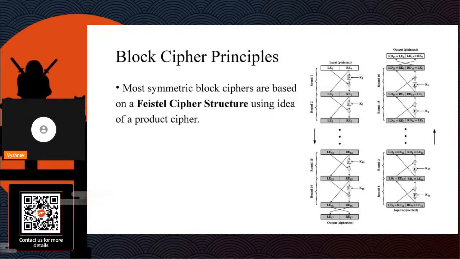So basically, the input is divided into a left half and a right half, and the right half is sent through a function which is XORed with the key. The output of the function is XORed with the left half to produce the new right half. The other half is sent across as is. The whole process is the Feistel cipher structure.